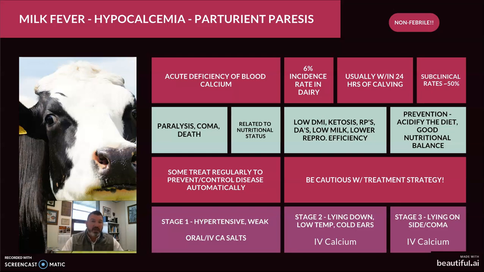Those cows that get more acute will probably be lying down. They'll have cold, droopy ears, and now we definitely need to go with IV calcium. If they get to where they're lying on their side, they can be comatose at that point. We clearly have no other recourse but to provide intravenous calcium. The good news is if you get to them early in stage 1 or stage 2, they will probably respond very quickly and come out of it relatively quickly, especially if you have supportive therapy afterwards.